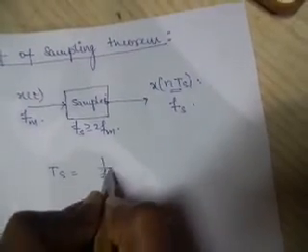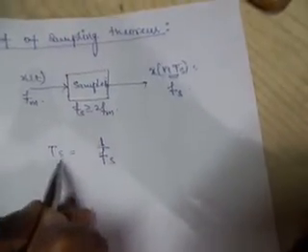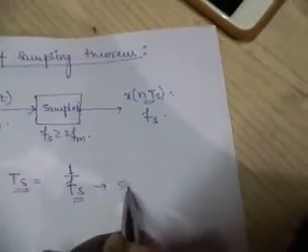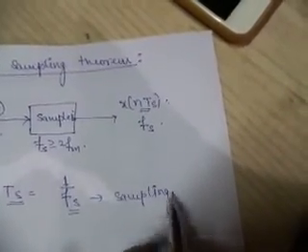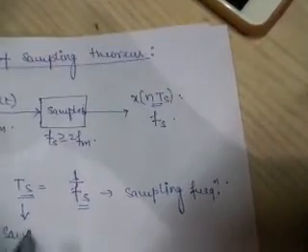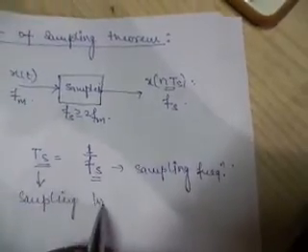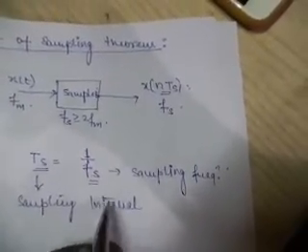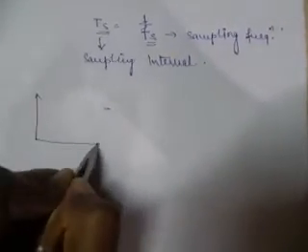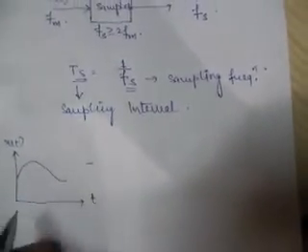That is, it is called the sampling interval. Fs is sampling frequency and this Ts is called the sampling interval. Now, proof of sampling theorem. We are taking an example of a signal x(t). We are taking just a random signal.